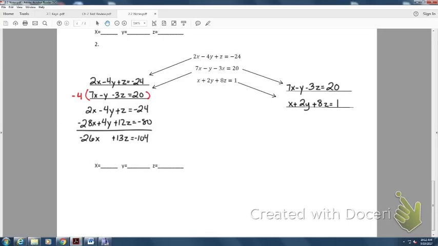So going to the other set, if I need to again cancel out Y, Jillian, what would I need to do? Multiply by 2. Okay, first or second equation? First. Awesome. So I'm going to multiply that by 2. So I got 14x minus 2y minus 6z equals 40.